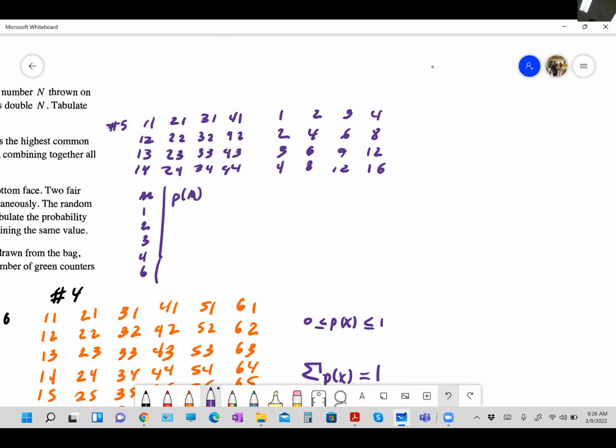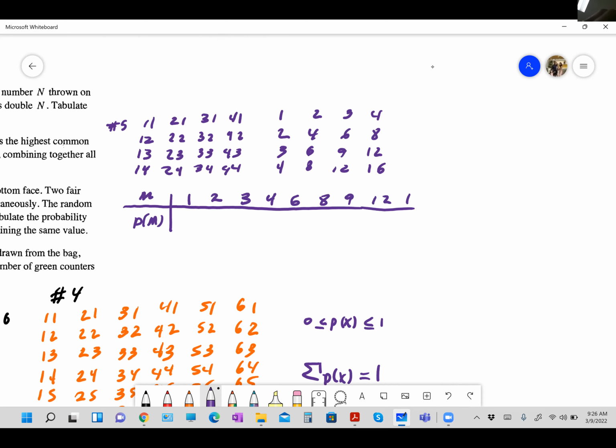Let me go ahead and do it just horizontal. I'm going to do it horizontally, guys. So here's m. Here's P of m. You can tabulate it horizontally if you prefer. So you have 1, 2, 3, 4, 6, 8, 9, 12, and 16. And now 1 happens how many times?